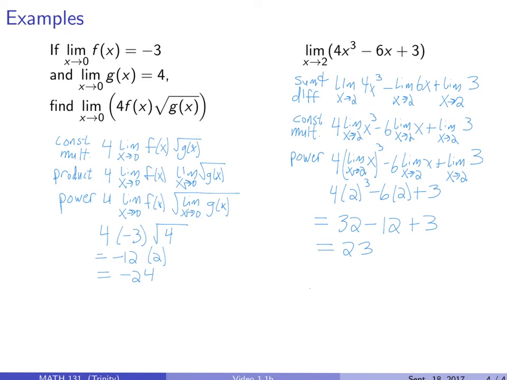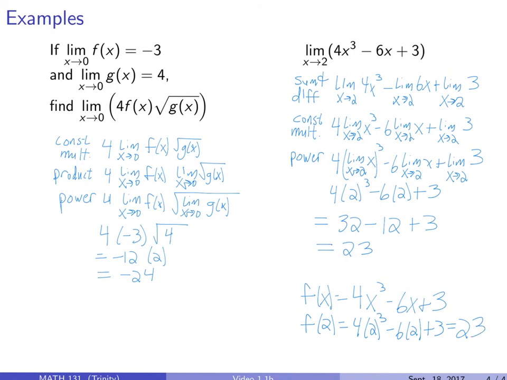Now recall that our original function that we were taking the limit of here was the polynomial 4x cubed minus 6x plus 3. Now, if we evaluate this function at 2, we get 4 times 2 cubed minus 6 times 2 plus 3, which is 23. So we're getting the same answer.